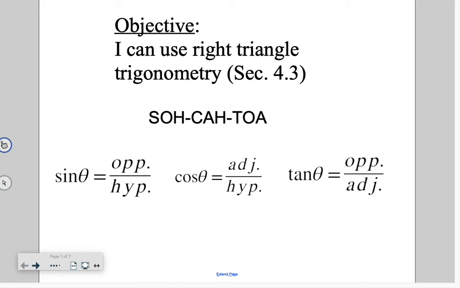So this is going to be the main focus of today, going back and using this concept in right triangles completely. Not necessarily unit circle type stuff. You're not necessarily going to be using the unit circle today. And we'll see if you remember.